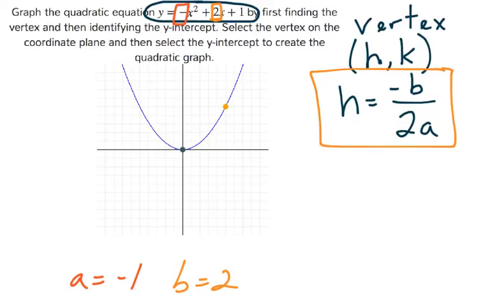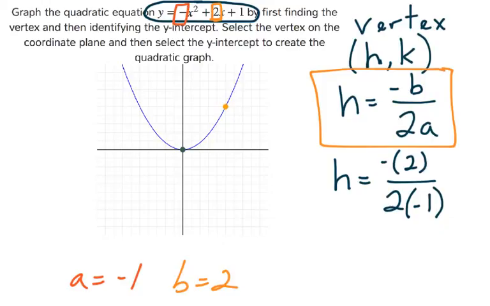So let's go ahead and plug in. H, remember, is the x value of our vertex. So negative b is negative 2, divided by 2 times a, in this case negative 1. So negative 2 is on top, 2 times negative 1 is on the bottom, and 2 times negative 1 is just negative 2. So h is actually negative 2 divided by negative 2, or 1.